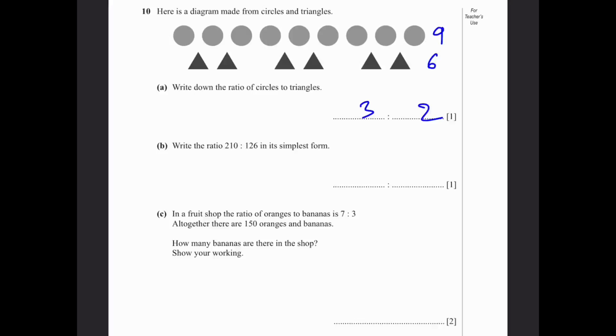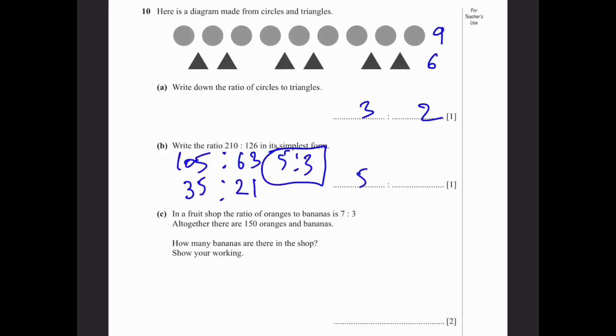B. Write the ratio 210 is to 126 in simplest form. So first we can divide by 2 to make 105 is to 63. We divide this by 3, and then we get that as 35 is to 21. And then we can divide by 7. We get 5 is to 3. So the answer is 5 is to 3.